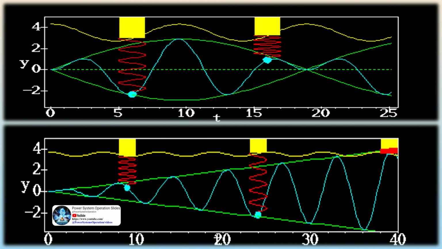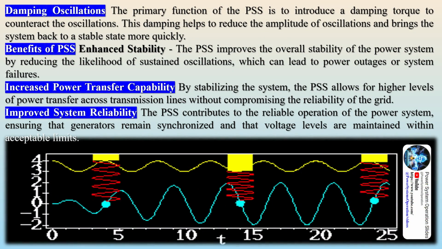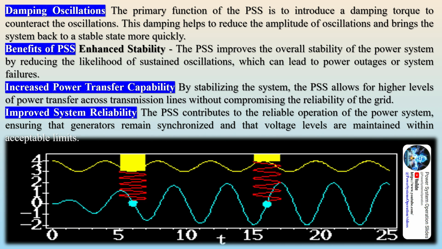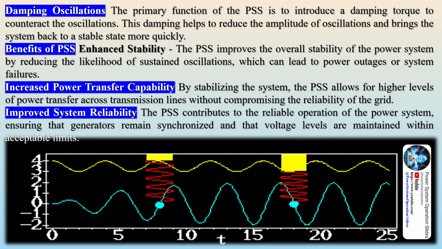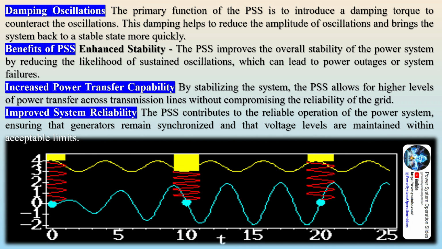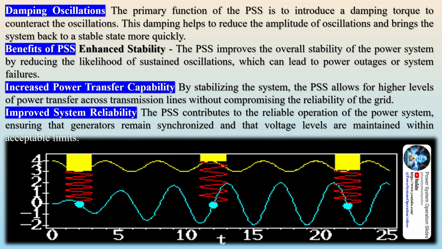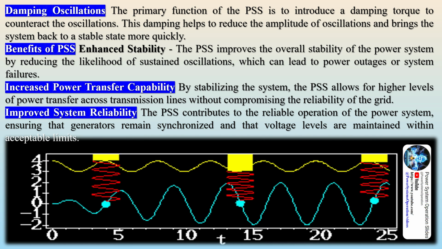PSS can also be used for local oscillatory stability concerns. These PSS are typically designed and tuned to deliver a substantial amount of damping. PSS may also be tuned to provide positive damping at frequencies different than the inter- or intra-area modes. Damping oscillations: the primary function of the PSS is to introduce a damping torque to counteract the oscillations. This damping helps to reduce the amplitude of oscillations and brings the system back to a stable state more quickly.